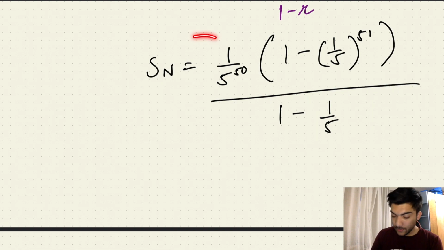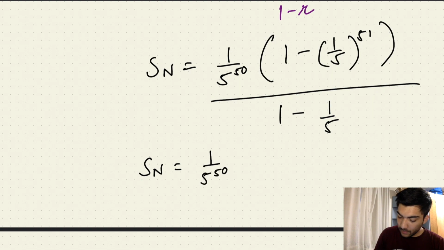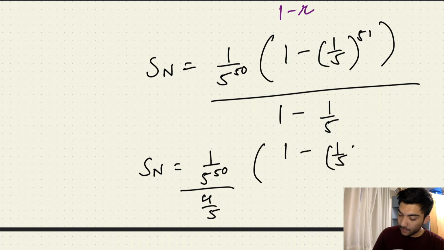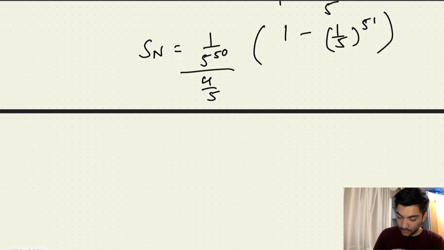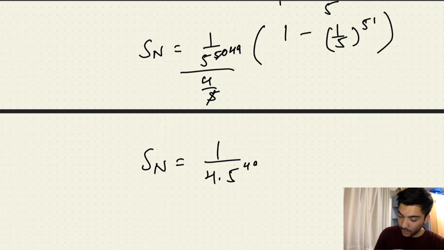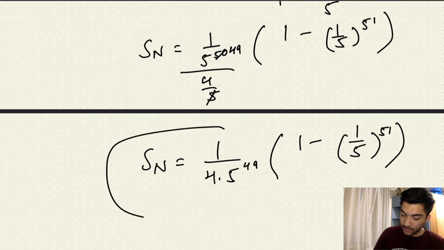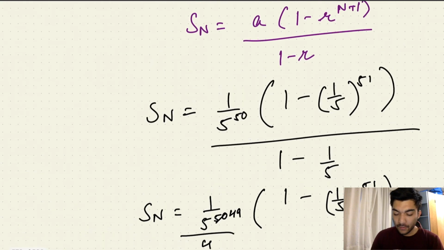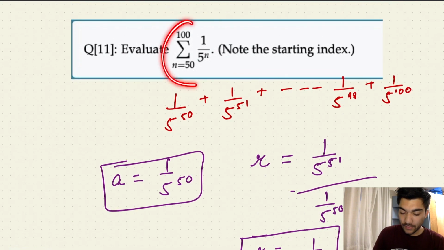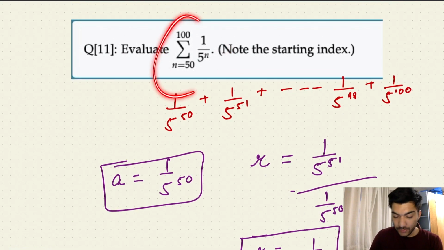Now we can simplify this expression to get the final sum, which will simply be Sn equals 1 by 5 to the power 50 upon 4 by 5. And in the numerator, you will also have 1 minus 1 by 5 to the power 51. So this will cancel out, and you'll have 1 by 4 times 5 to the power 49 times 1 minus 1 by 5 to the power 51. This will be your final sum for the geometric series, which is represented by this sigma notation over here.